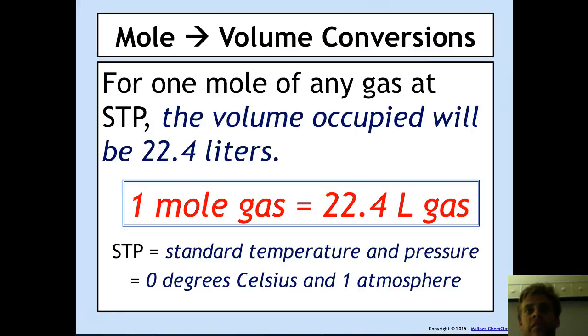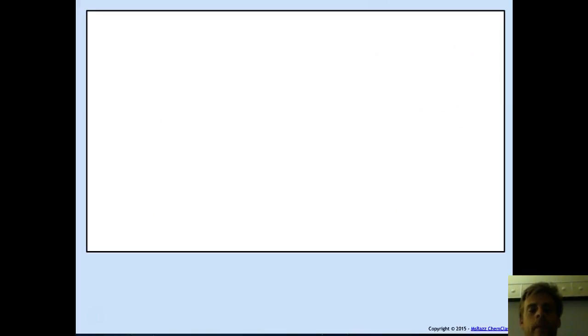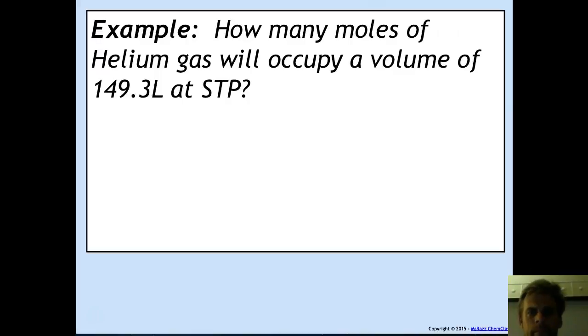So we're pretty close in Fullerton. We're right around sea level. We're, I think, a little bit above it, but not much. So a normal day in Fullerton is about atmospheric pressure, as long as we're not having some weird weather. So this is a conversion factor, and you can see the question here: how many moles of helium gas will occupy a volume of 149.3 liters at STP?